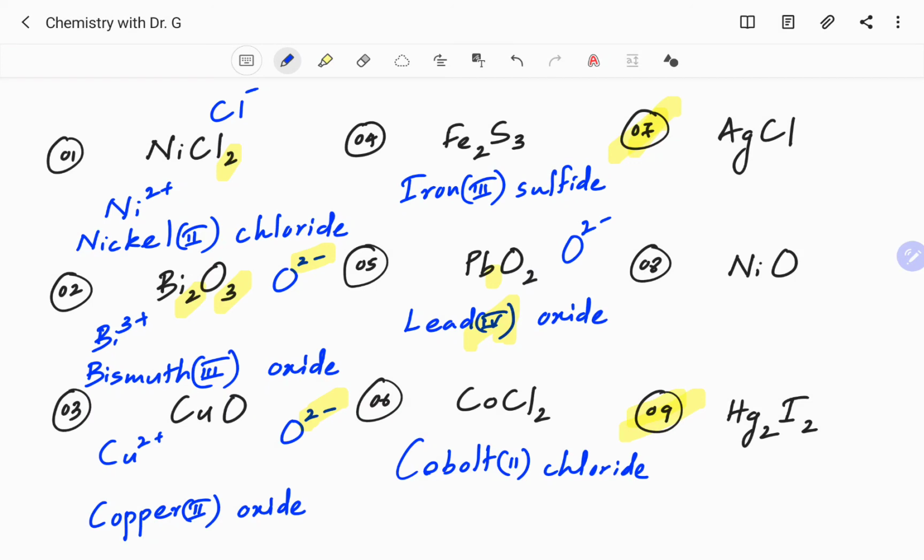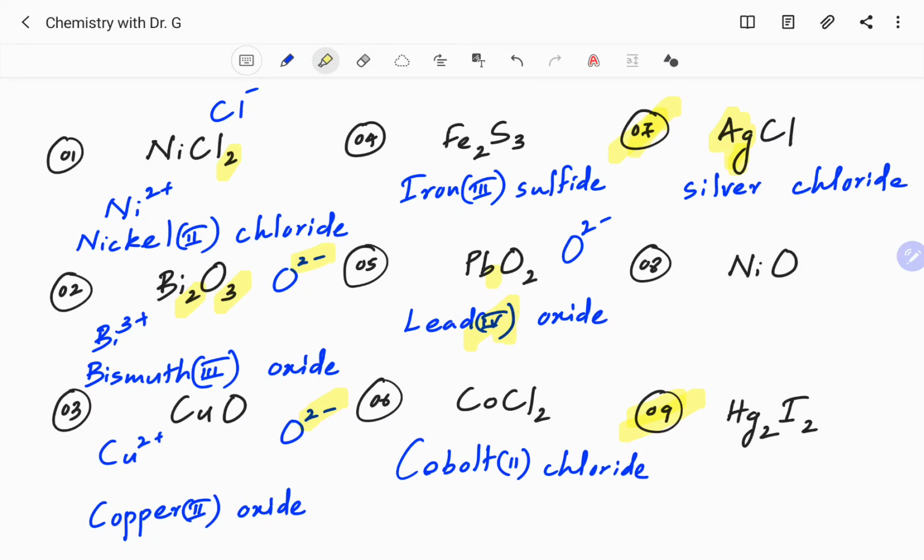Let's try number 7. This is tricky. Pay attention. The name is silver chloride. Some people are like, that's not true because I wrote silver 1 chloride in my answer. That is not correct. Here's the thing. Silver, cadmium and zinc are unique. Why? Because even though they are transition metals, they only have one stable cation.